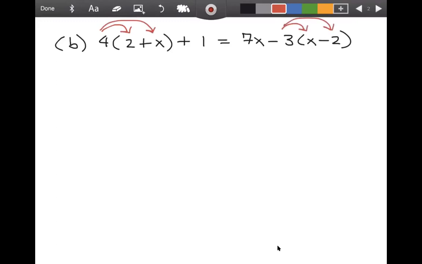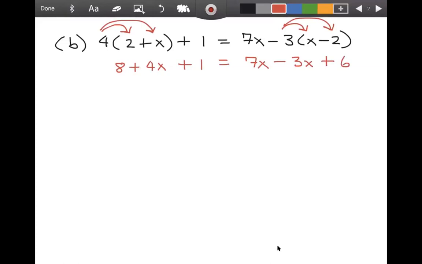All right, so we're going to distribute that 4, and that's going to give us 8 plus 4x plus 1. This is still a plus 1 equals 7x. Now be careful here because we're distributing a -3. So that's going to make this minus 3x, but it's going to make the other term plus 6, right? Because -3 times -2 is positive 6.